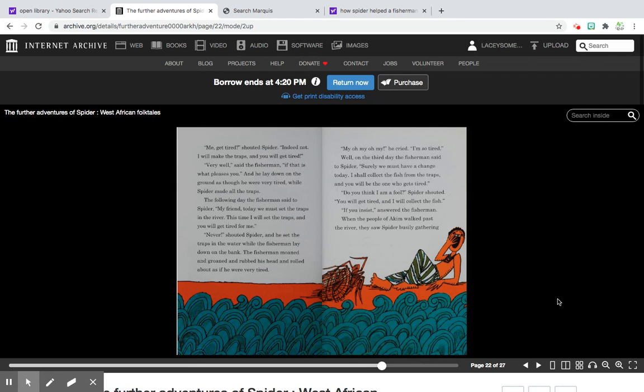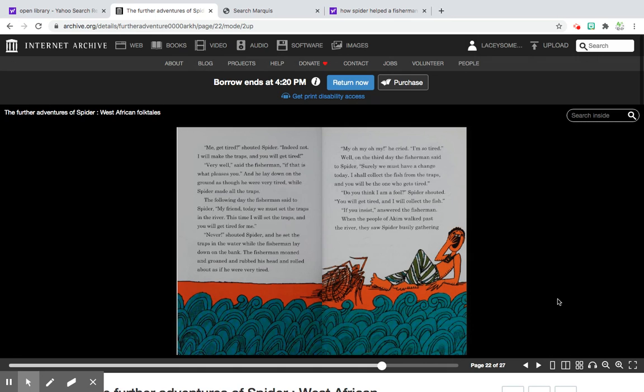The following day, the fisherman said to Spider, My friend, today we must set the traps in the river. This time I will set the traps and you will get tired for me. Never, shouted the Spider. He set the traps in the water while the fisherman lay down on the bank. The fisherman moaned and groaned and rubbed his head and rolled around as if he was very tired. My, oh my, he cried.